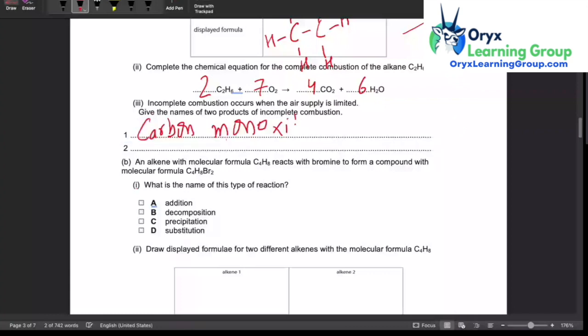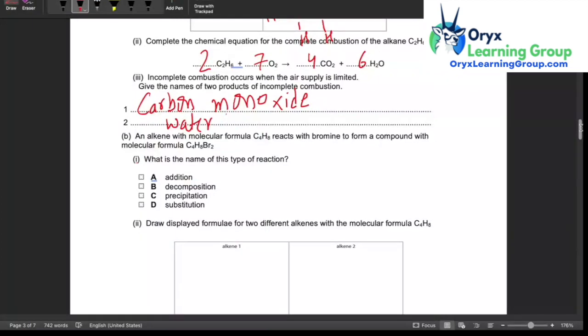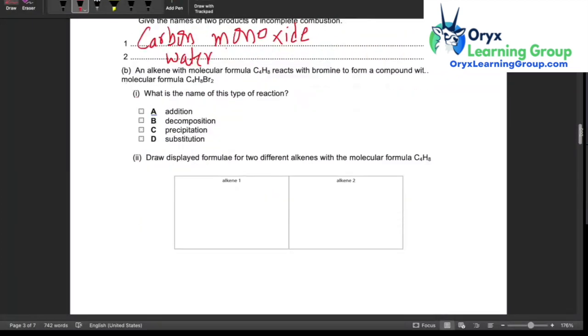Further, in case there is a lesser amount of oxygen, you will get carbon and water. So you'll have carbon particles and water. Remember this: complete combustion will give you carbon dioxide and water. Incomplete combustion, where there is less supply of oxygen, will give you carbon monoxide and water. In case there is even less supply of oxygen, you will get carbon and water. Are you clear with this? Yes. Okay, let's go to the next one.